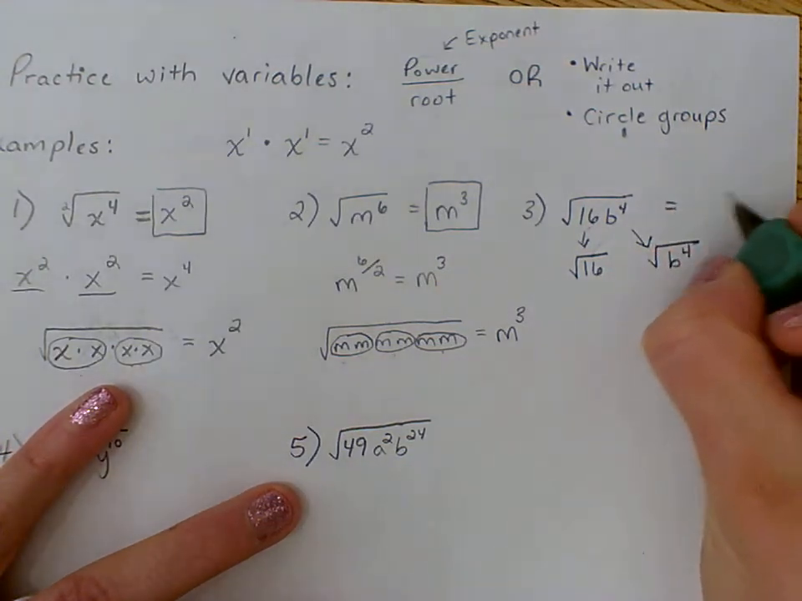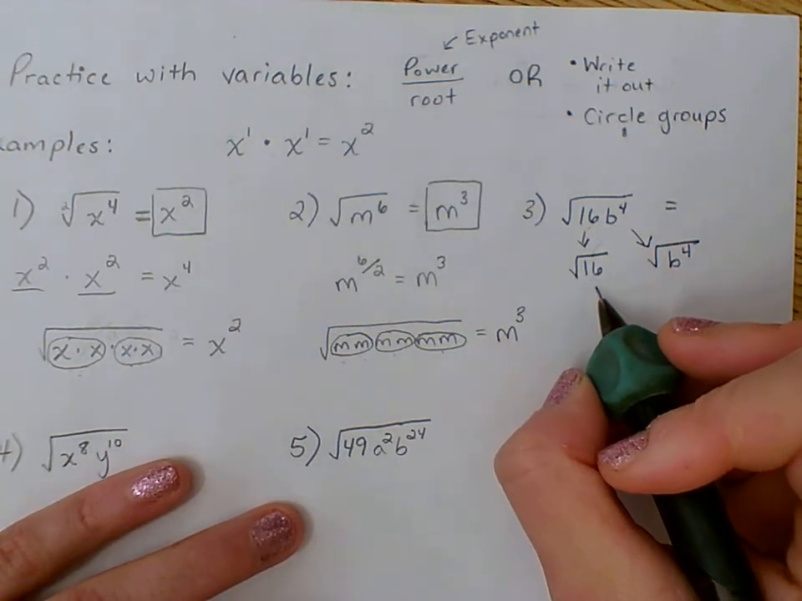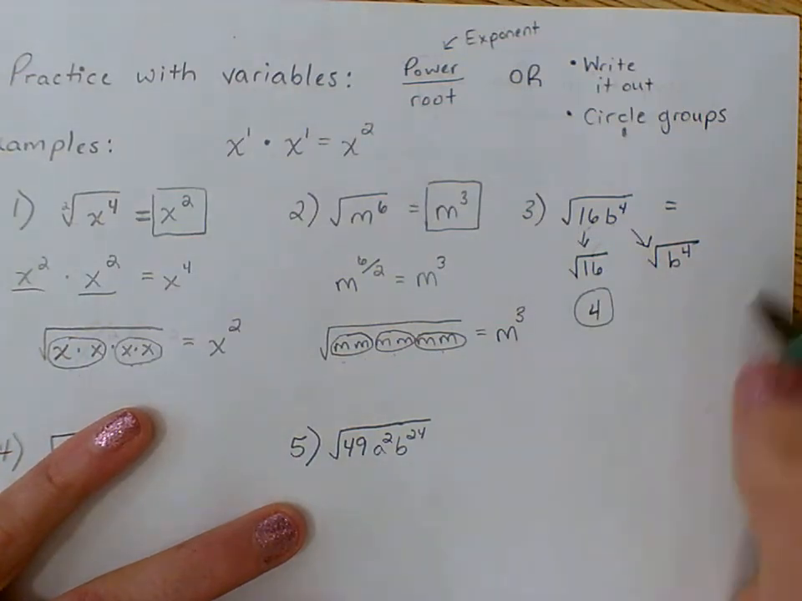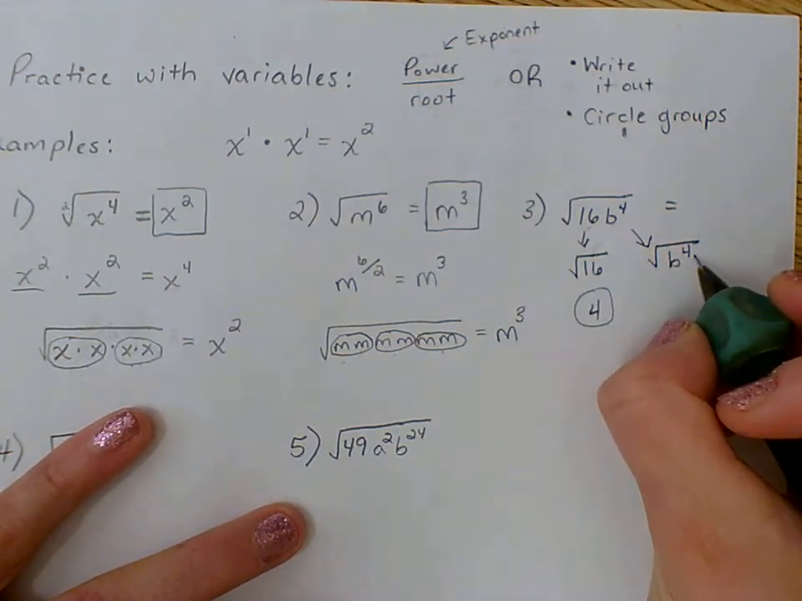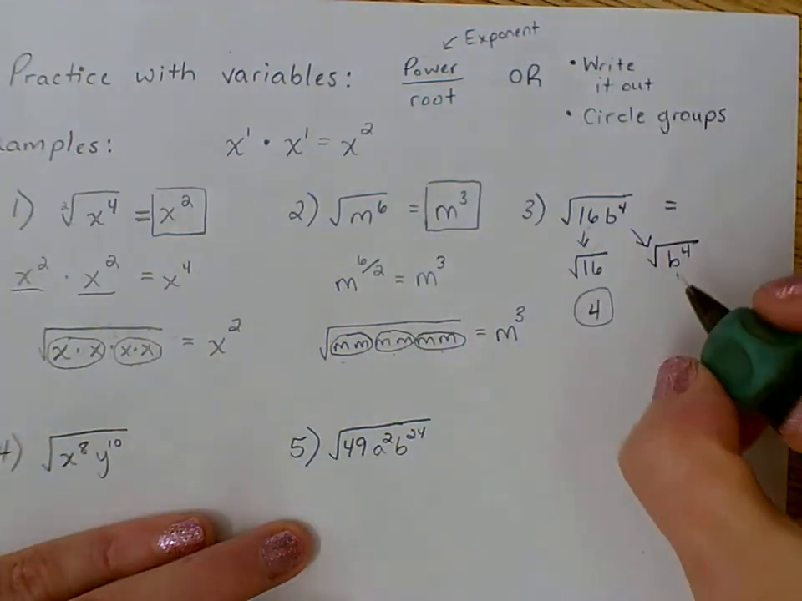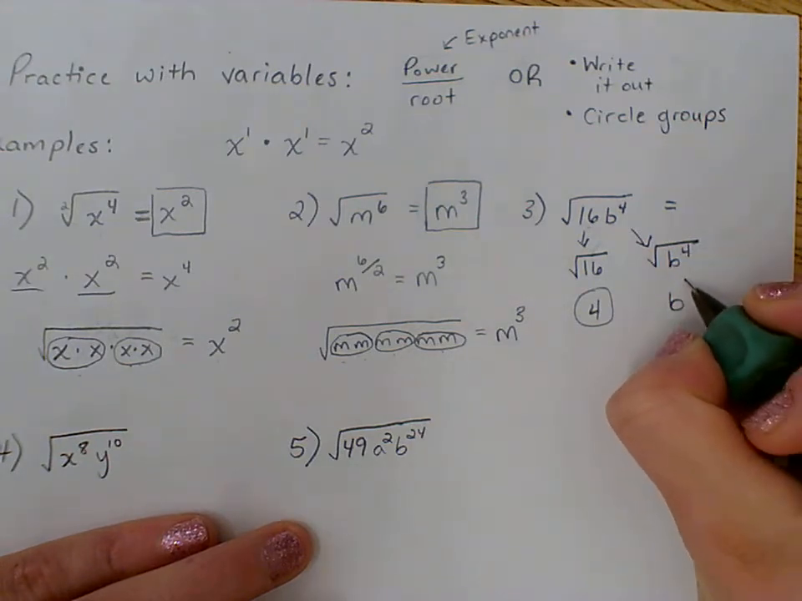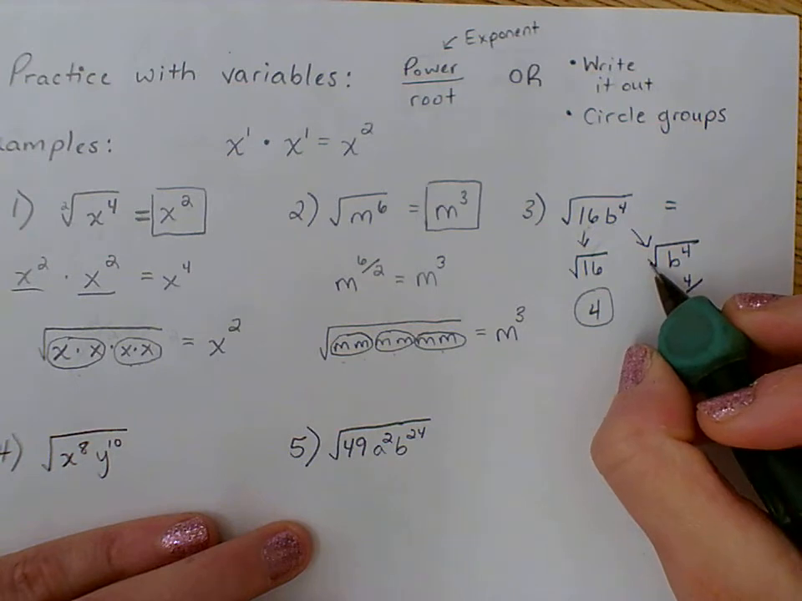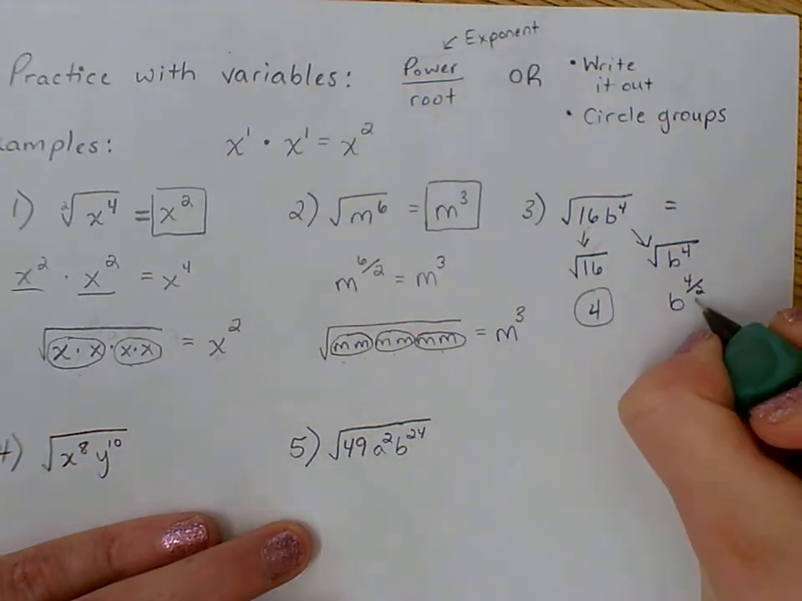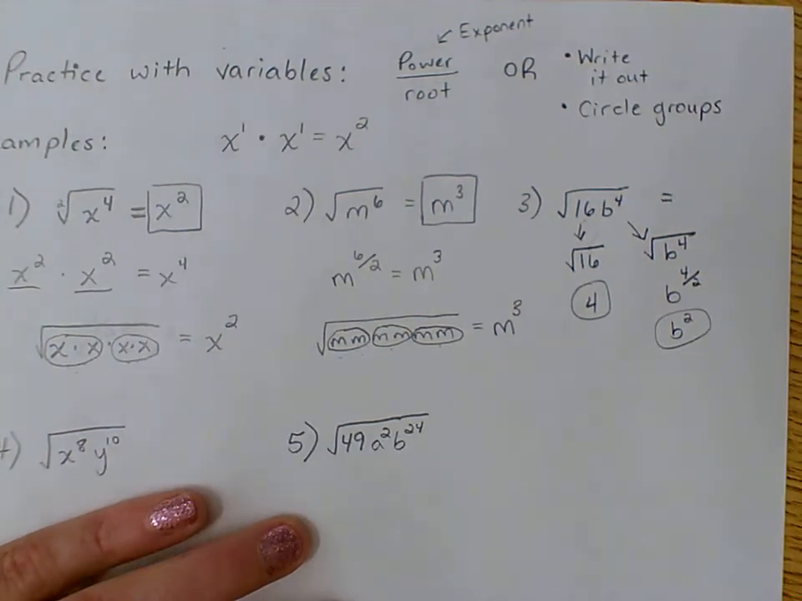So when we put our answer together, we'll put it up here, all right? So the square root of 16, what number times itself gives you 16? And that would be 4, so that's part of your answer. And then the square root of b to the 4th. So you can do it with the power over root, or you could write it out in circle groups. And so if I did it power over root, it would be b to the exponent 4, and then over, well, the root is a square root, so it'd be over 2. And then I just simplify, so 4 over 2 ends up being 2. So that's the other part of my answer.